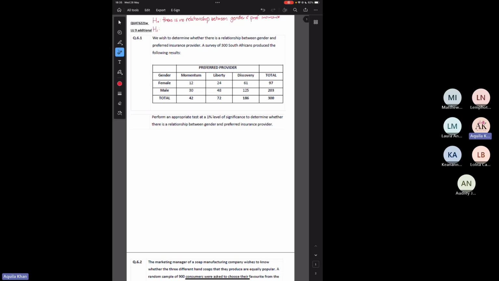And you can see that the information actually gave you the null and alternate hypothesis. You don't even need to think about what to put in here because that first sentence literally told you what you would need to write in your null and alternate hypotheses. So the alternate would say that there is a relationship between gender and the preferred insurance provider.